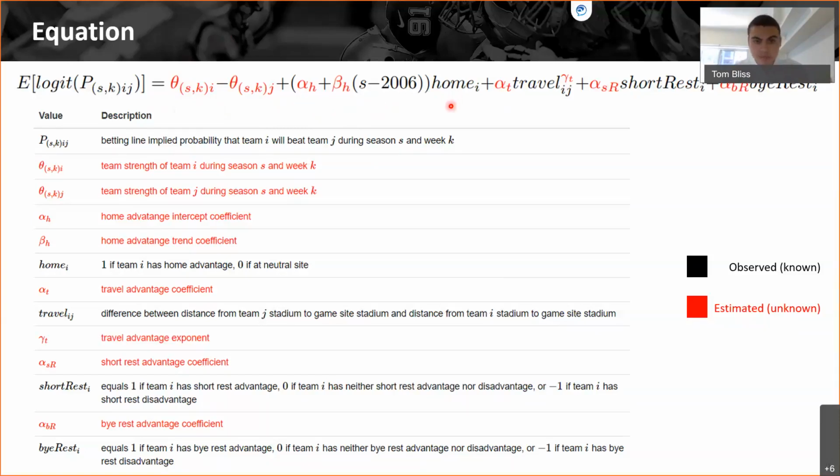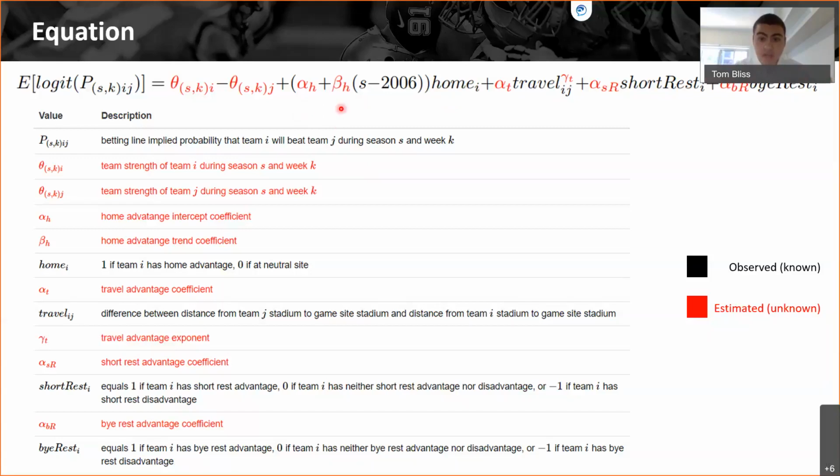Actually, let me start by explaining this last term a little bit. This is probably the most important part. This is the home advantage. This is observed. So this will be equal to 1 if the team is actually playing at home, and 0 if it's a neutral site. So this alpha term that we're going to be estimating will provide a value for a constant home advantage that's been true 2006 to 2019. That's our data set. That'll be true the entire time.